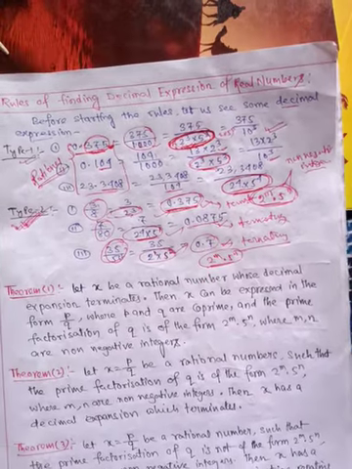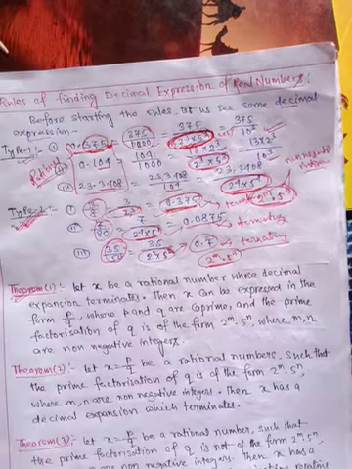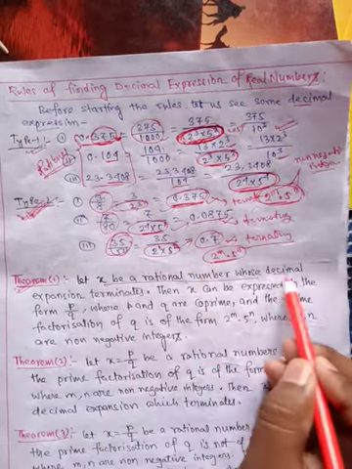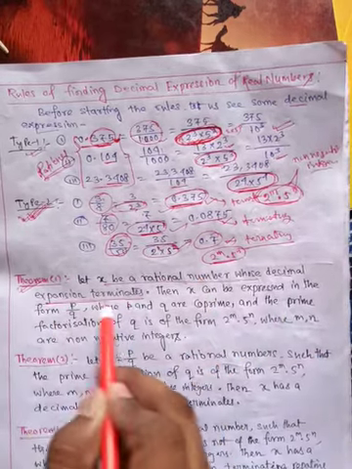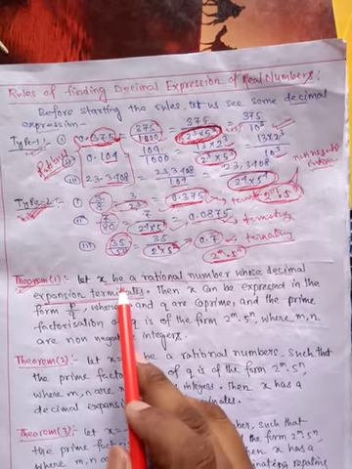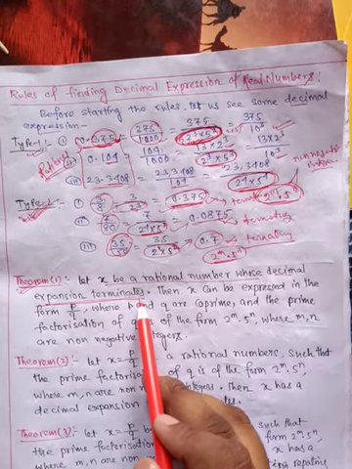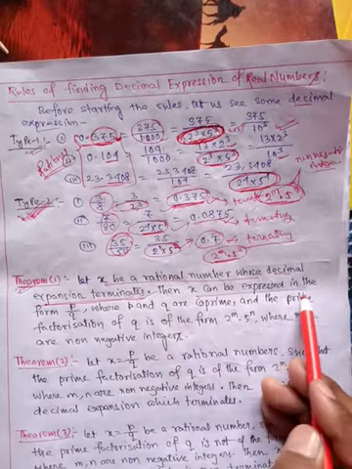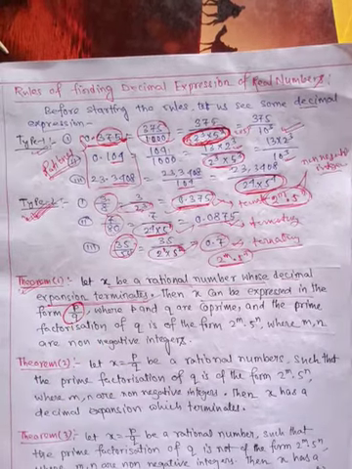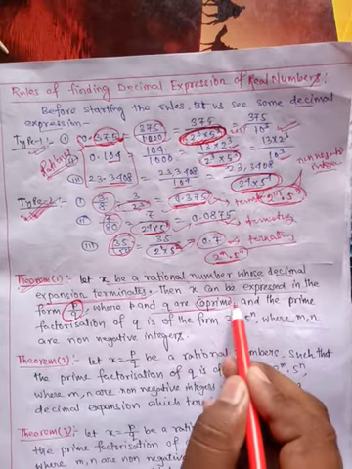Okay, now see here. The first theorem is: let x be a rational number whose decimal expansion terminates. So the statement is, if x is a rational number whose decimal expansion terminates, then x can be expressed in the form p by q, where p and q are co-primes. Co-prime I have already discussed.